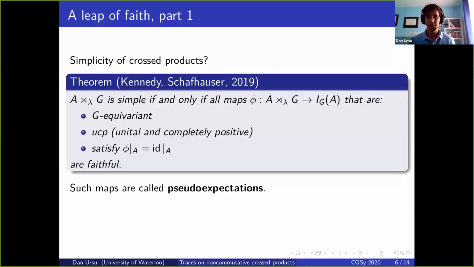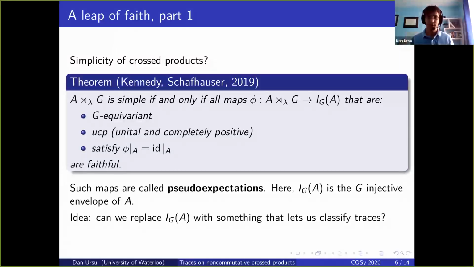And they call such maps pseudo-expectations, which is terminology borrowed from Pitts and Zarikian, but they consider something slightly differently. They consider the non-equivariant case. And as I mentioned, I_G(A) is something called the G-injective envelope of A, and you don't need to worry too much about what it is, but loosely speaking, it's something that contains A and encodes the action of G on A. And our idea is that, okay, these pseudo-expectations can be used to characterize simplicity. Is there something that we can replace the G-injective envelope with that lets us classify traces instead?